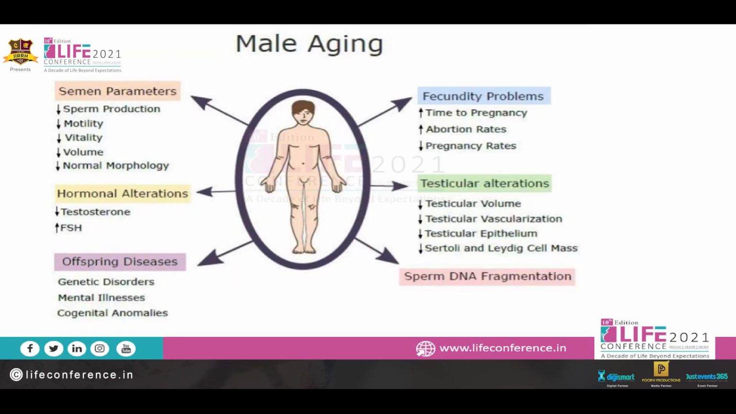Now, where is the male aging? Did we think that the males do not age and it is always the women that age? My dear friends, we are wrong. Let us look at the semen parameters. The semen production is decreased, motility is decreased, vitality is decreased, volume is decreased, and normal morphology. The hormonal alterations also, there is a decrease in the testosterone and an increase in the FSH, almost tantamount to a male menopause or andropause. Then of course, the fecundity problems, the time to pregnancy, abortion rates increase and pregnancy rates decrease.